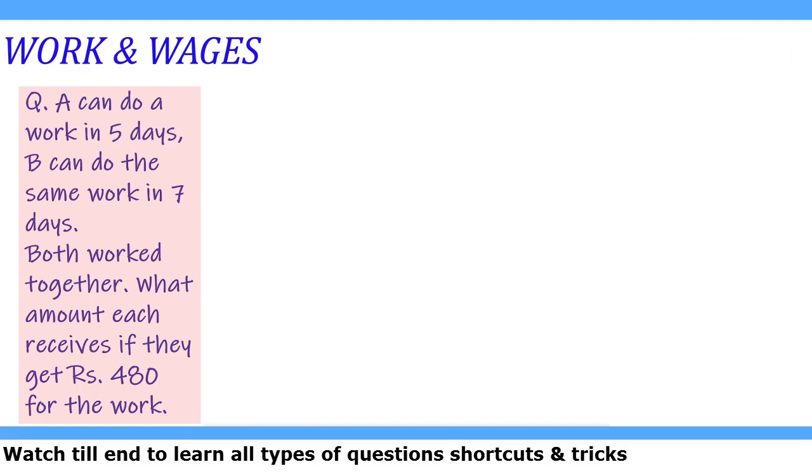The person who works more gets more wages or more money than the person who works less. Here the time has been given to us, and the reverse of the time is efficiency. So we find the efficiency first. The ratio of their days of doing work, A:B, is 5:7. A does the work in 5 days and B does the work in 7 days. So their efficiency will be 7:5.